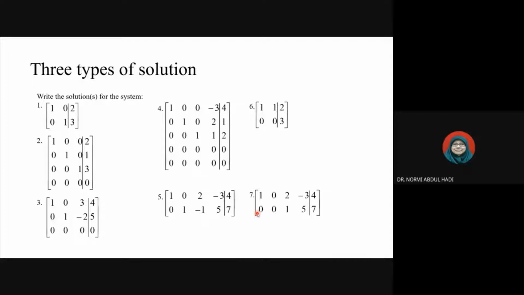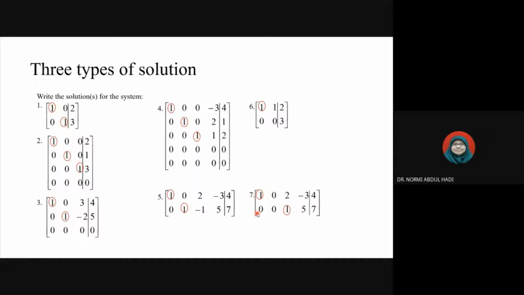So consider these 7 examples. To decide the type of solution of a system, the first step is to mark the leading one. For example 1, there are 2 leading ones. For example 2, there are 3 leading ones. For example 3, there are 2 leading ones. For example 4, there are 3 leading ones. For example 5, there are 2 leading ones. For example 6, there is 1 leading one. And for example 7, there are 2 leading ones.